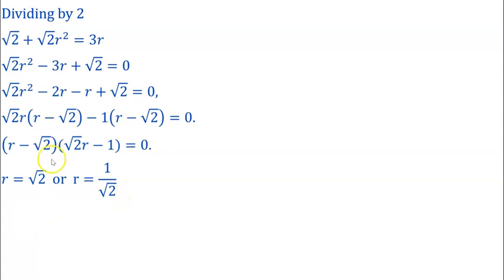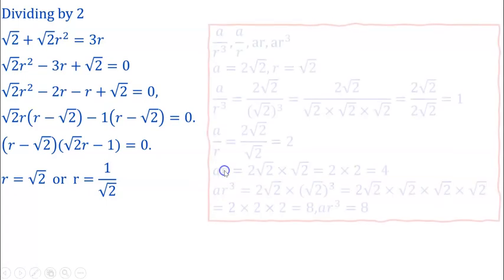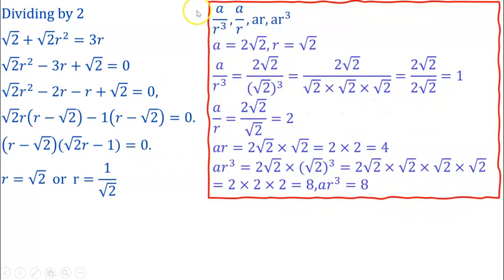We can also write this as r minus root 2 in the first bracket, in the second bracket root 2 r minus 1, that equals 0, and after simplification you will get r equals root 2 or r equals 1 upon root 2. Now see this. The four terms are a upon r cube, a upon r, ar, ar cube. The value of a is 2 root 2, and if we take r equals root 2, then we will get the numbers like this.